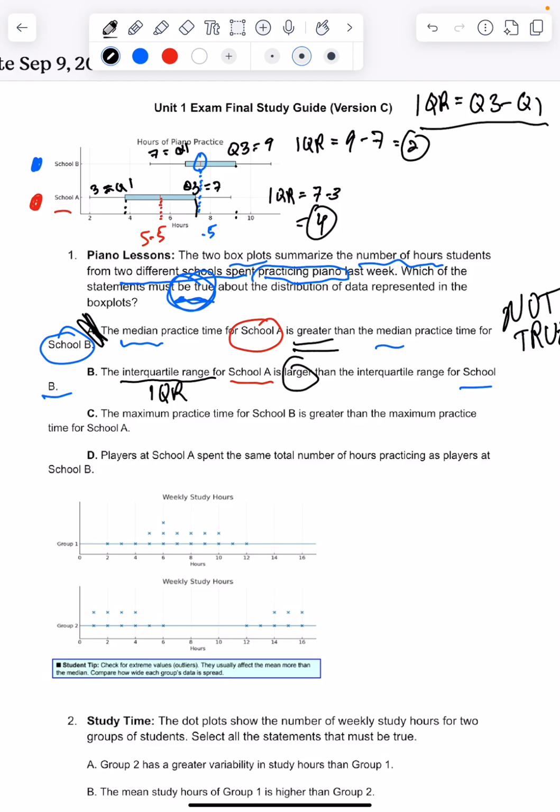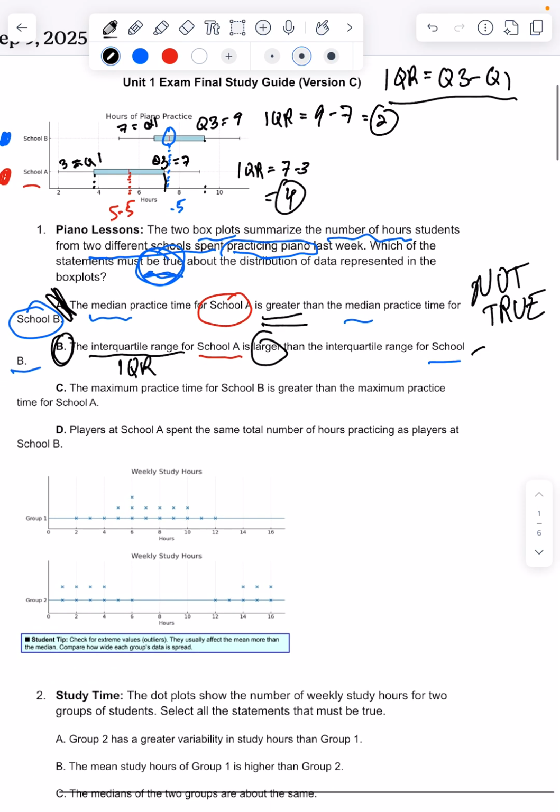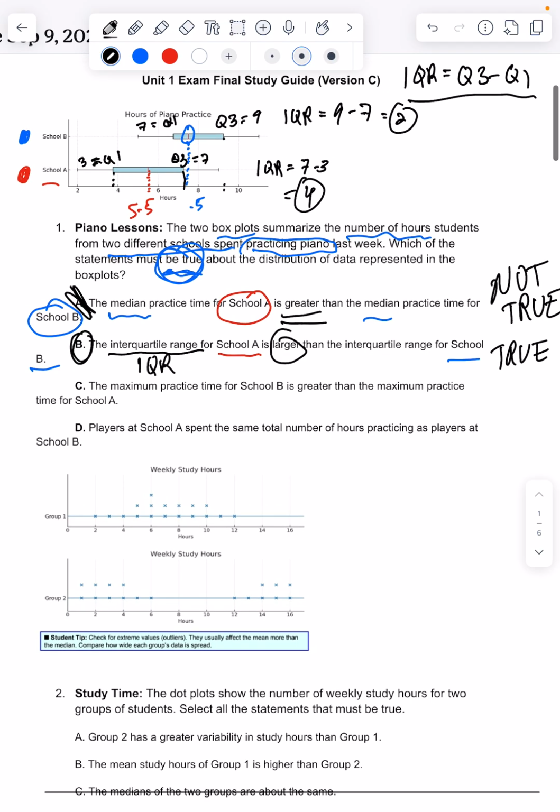So in this case, the interquartile range, the IQR for A, is greater than school B. So we will say that yes, that is correct, right? That is a true statement in this case. And then lastly, it says the maximum practice time for school B is greater than the maximum practice time for school A.